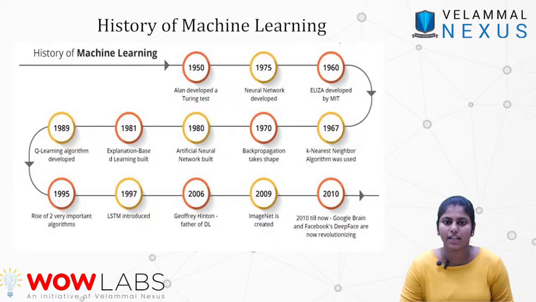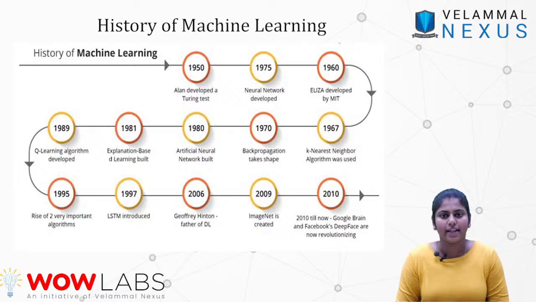In 1995, two very important algorithms rose in the machine learning space: the random forest algorithm and the support vector machine. In 1997, the LSTM was introduced, and LSTM revolutionized NLP research and application. Along with this, the MNIST database was also developed by a team led by Yann LeCun. The MNIST database is regarded as a benchmark in training machine learning algorithms for handwriting recognition.